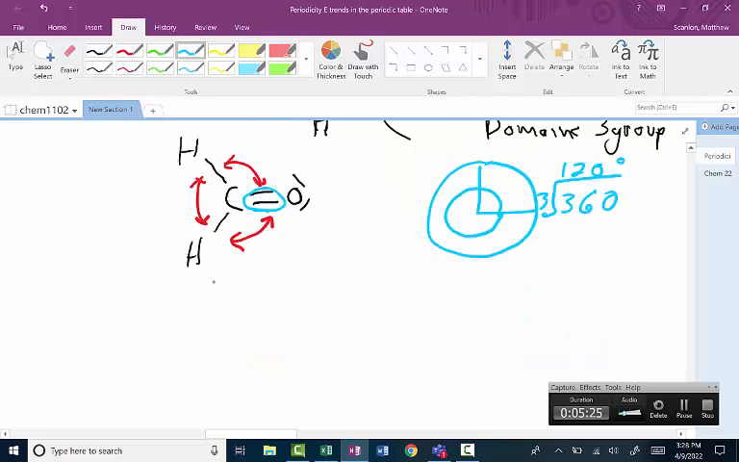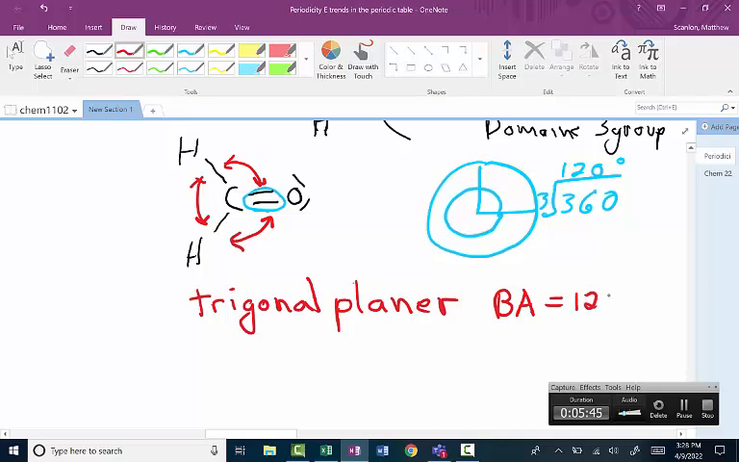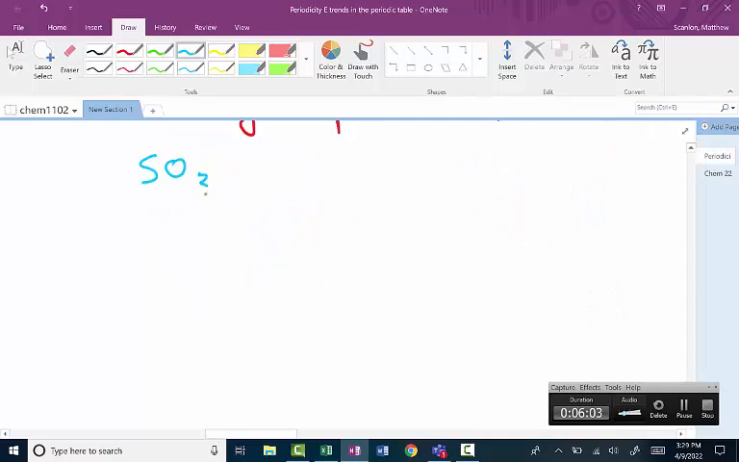It has a special name. It's like a triangle, so we call it trigonal, and it's in the plane of the paper, planar. The bond angle is 120 degrees. That's all there is to it. All you have to do to get this right is get the right Lewis dot structure. Let's do another one, SO3. SO3 has a Lewis dot structure that looks like this.